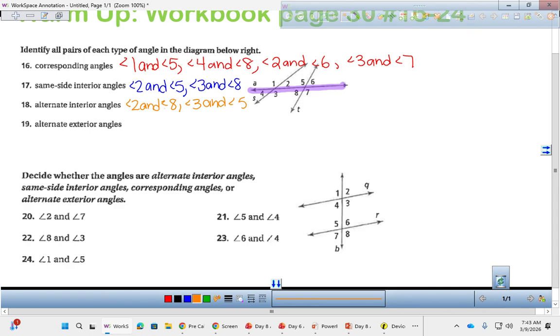And then the last relationship here would be alternate exterior angles. So these need to be on different sides of that purple line, but on the outside. So we're talking about the outside angles now. We're no longer talking about 2, 5, 3, and 8. We're talking about 1, 4, 6, and 7. So what would go with 1? Alternate, so it's got to be either 4 or 7, right? That's the other side of the line. 7. And it can't be 4 because 4 is next to it. So 1 and 7 and 4 and 6.